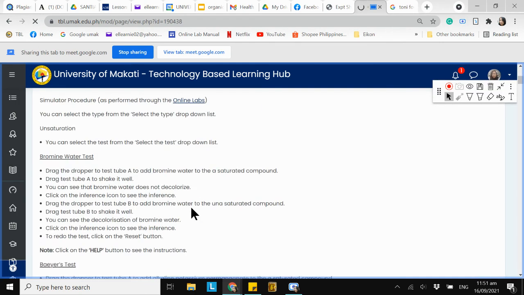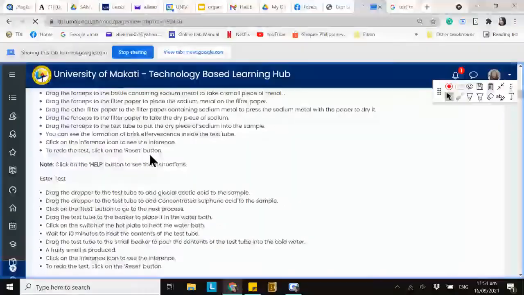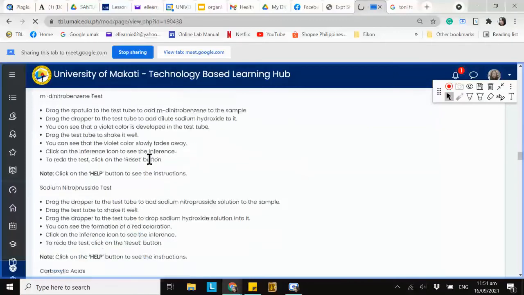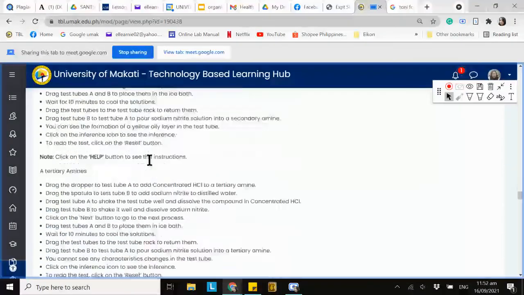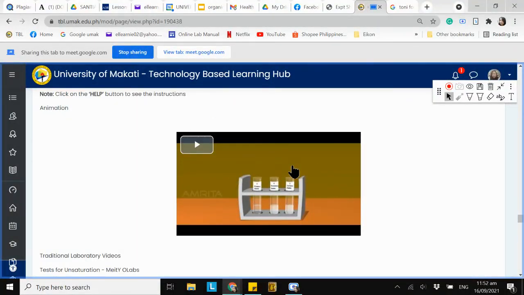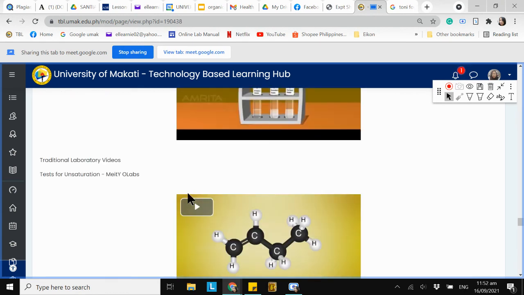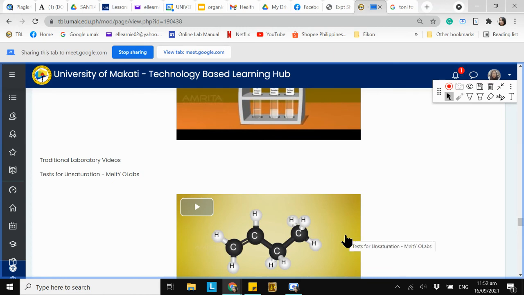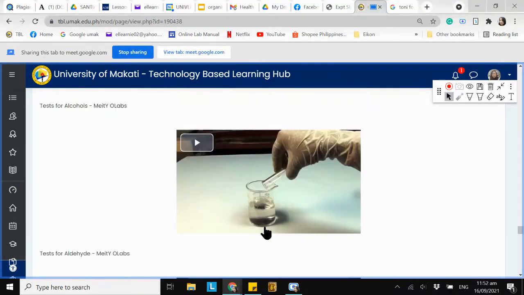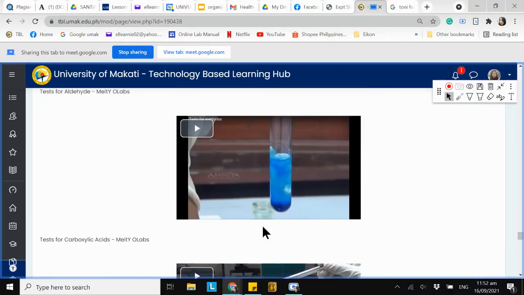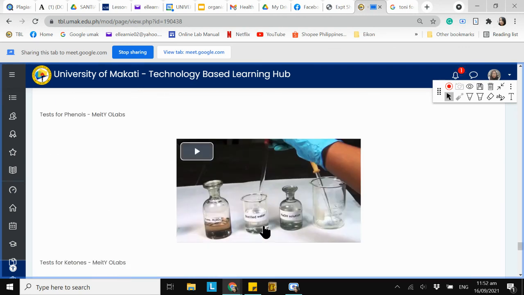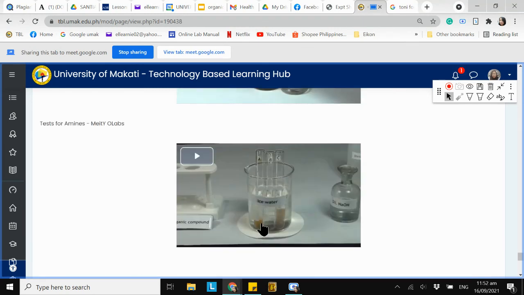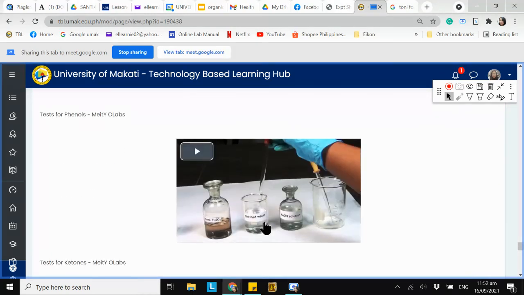So you have the objectives, the different procedures, and then at the bottom you'll be able to see the videos of the simulation. This is what the simulation would look like. Then the different actual experiments for those functional groups. So test for unsaturation, you have for alcohols, aldehydes, carbohydrates, carboxylic acids rather, ketones, amines. Yan. So yun yung makikita nyo dyan.